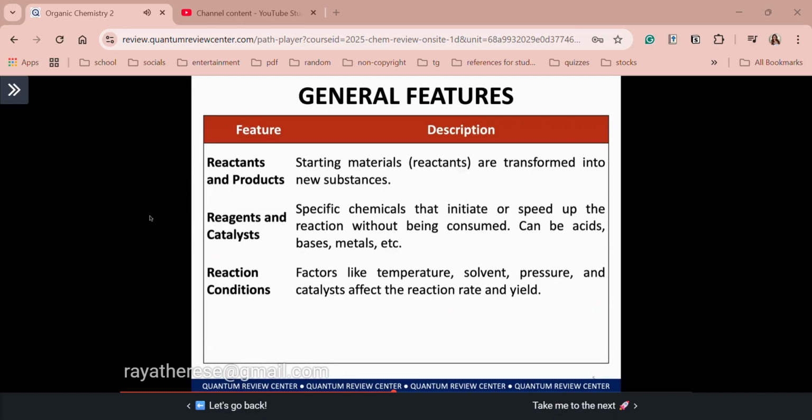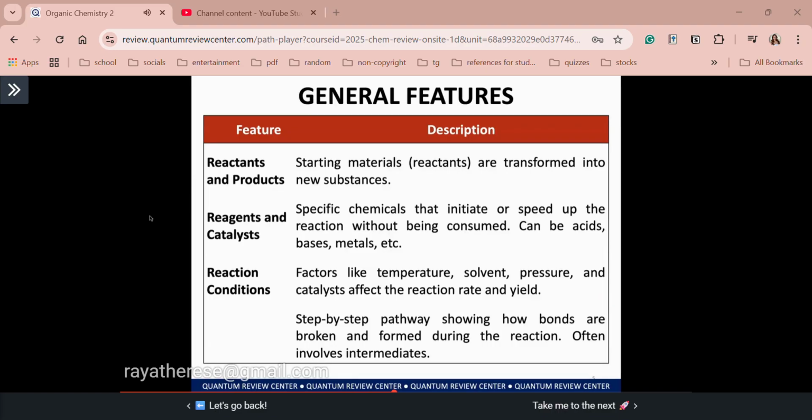But before we proceed on that, for our fourth general feature, this is the step-by-step pathway showing how bonds are broken and formed during the reaction. So we often involve here in this particular feature, this one, it starts with letter M. Check your manuals, class. Remember, these are your mechanisms, particularly reaction mechanisms. So in this feature, we always see the arrow pushing, diba? In order to track the flow of your electron from your reactants in order to produce our product.